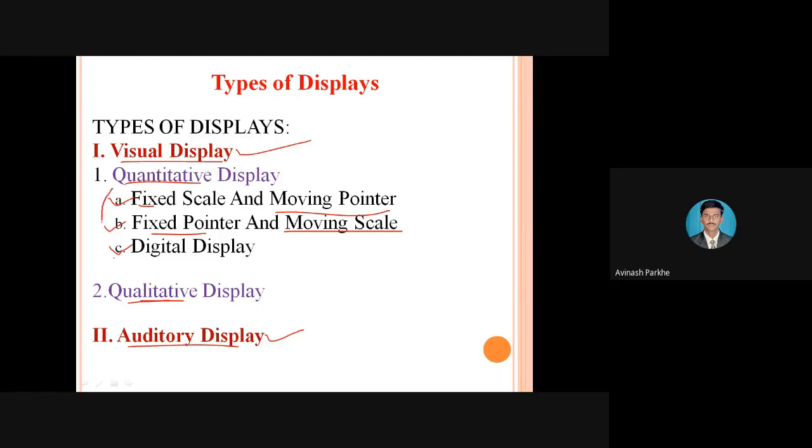In all three types, you will get the output in the form of quantity. In the case of a quantitative display, whatever the three types we have defined, in all three types, you will get the output in the form of quantity. Therefore, all three types will be considered in the case of a quantitative display. Then we will discuss the qualitative display. By observing the quality of the figure, by observing the quality of that particular graph, we have to obtain the output.